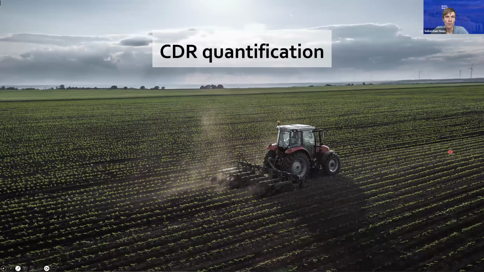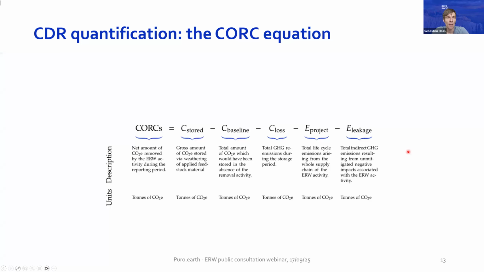With that, we move to the big topic of CDR quantification. So CDR quantification at Puro revolves around the Cork equation, which for enhanced rock weathering looks like this. So it starts with C stored, basically the gross CDR measured as weathering signal on application sites in the field.